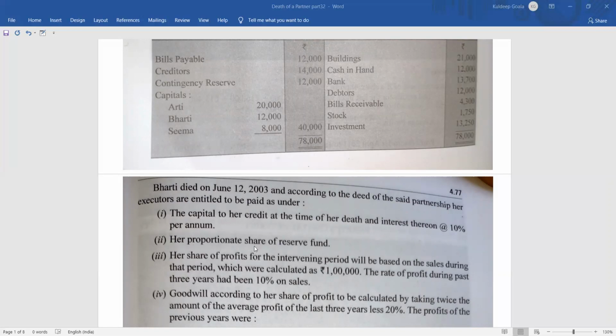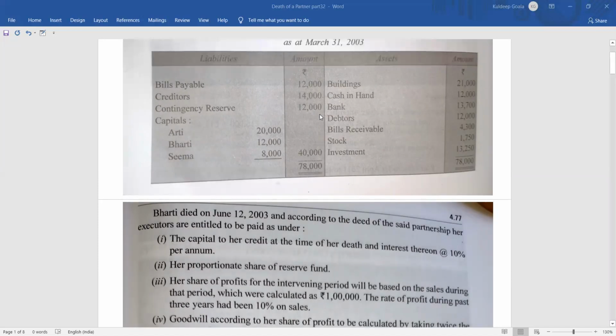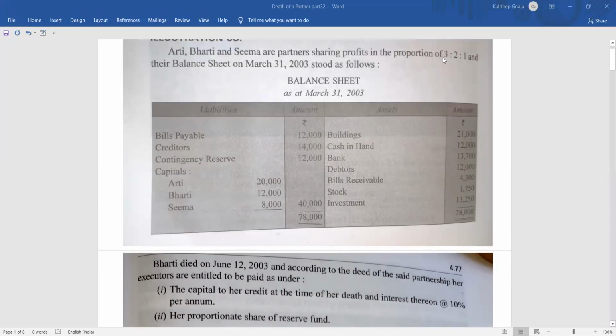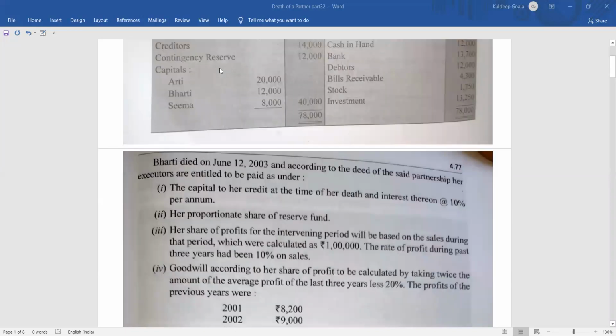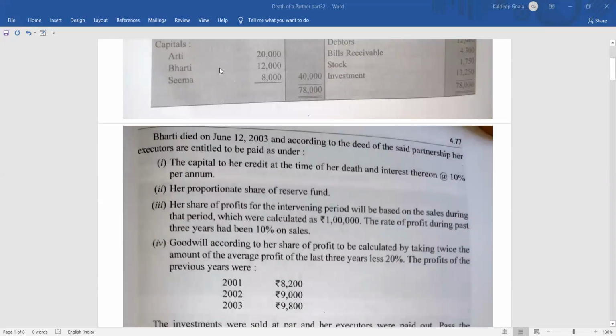Then her proportionate share of reserve fund. What is the proportionate share of reserve fund that we have to find out? The contingency reserve is there, 12,000. Accordingly, her share will be how much? Bharti's share is 2/6, right? So 2/6 of this reserve of 12,000. One by one we had better find out and calculate the things, as that will be easy for understanding.